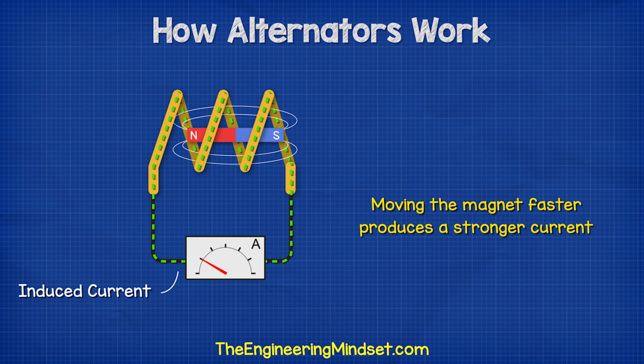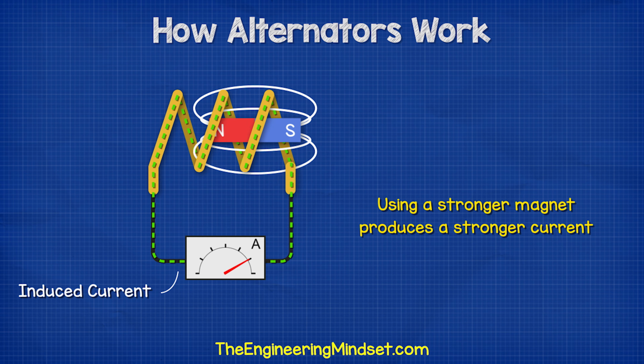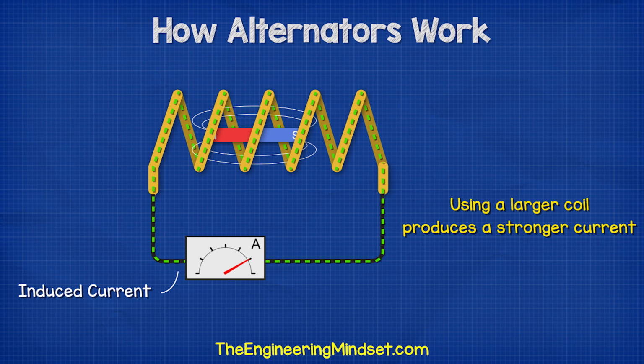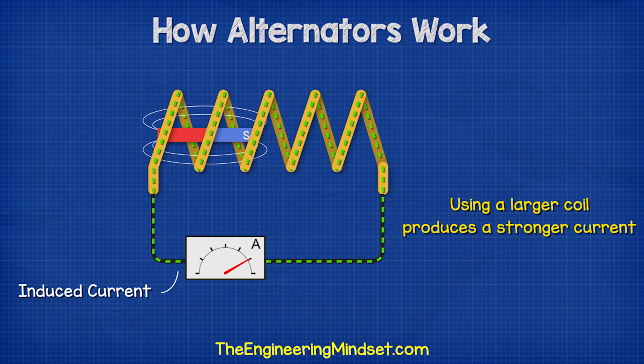If we move the magnet faster, a stronger current is generated. If we use a stronger magnet, then the current also increases. If we use a larger coil with more turns, then this will also generate a larger current.